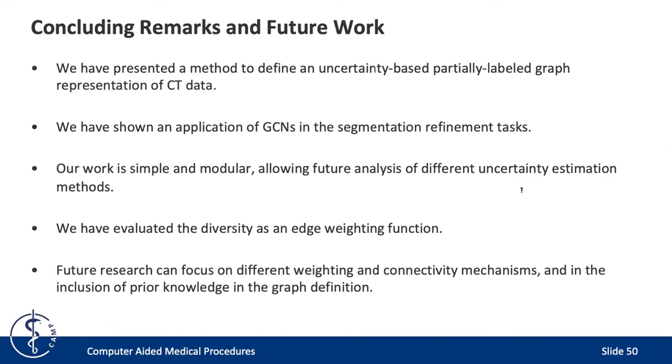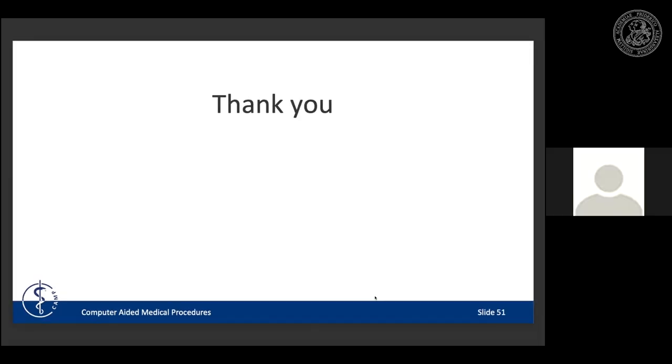And finally, future research can focus on different weighting schemes. Maybe it would be more beneficial to incorporate attention instead of a predefined weighting function. That's something interesting that could be nice to try. We can also try different connectivity mechanisms, maybe something more complex that could include some prior information about the anatomy that you want to segment. That could also be an interesting direction for this approach. That could be all from my side. Thanks a lot, and I am open to your questions.